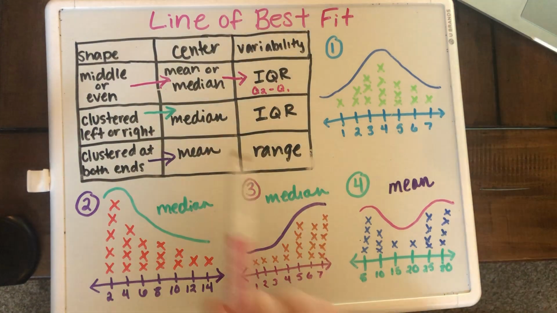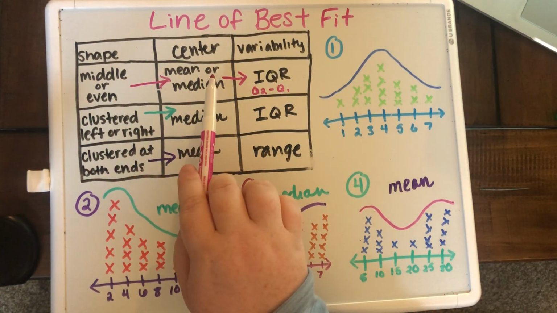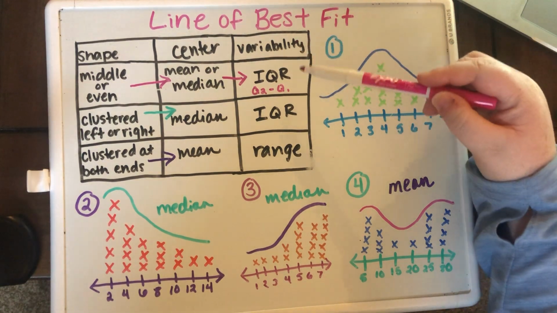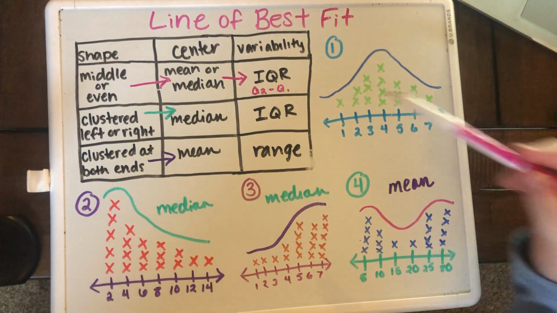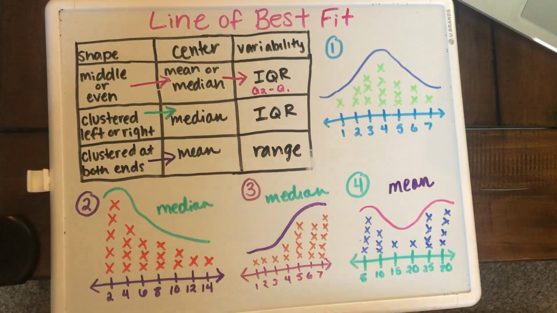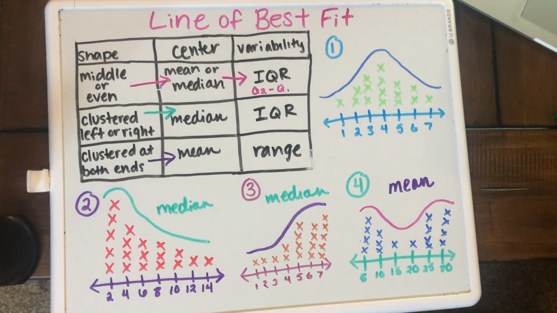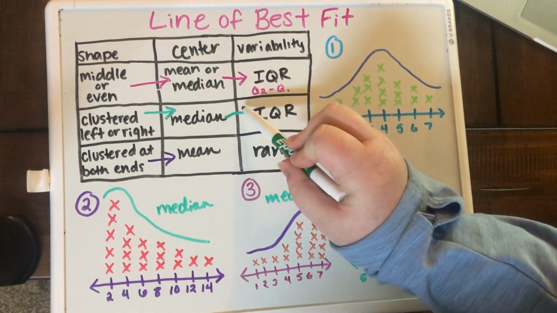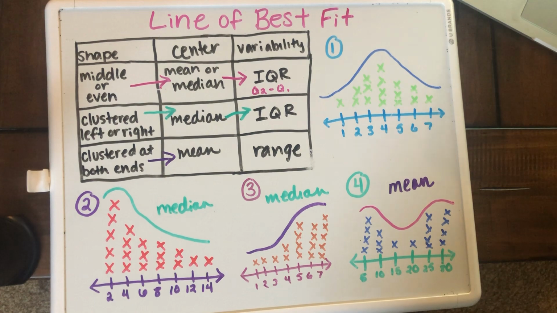Perfect. So if we're dealing with middle or even, which is number 1, then the best way to describe the variability would be with the IQR. Now, if we're clustered left or right, like number 2 and number 3, then you would use also the IQR. So again, just following our chart, the best measure of variability there would be the IQR as well.